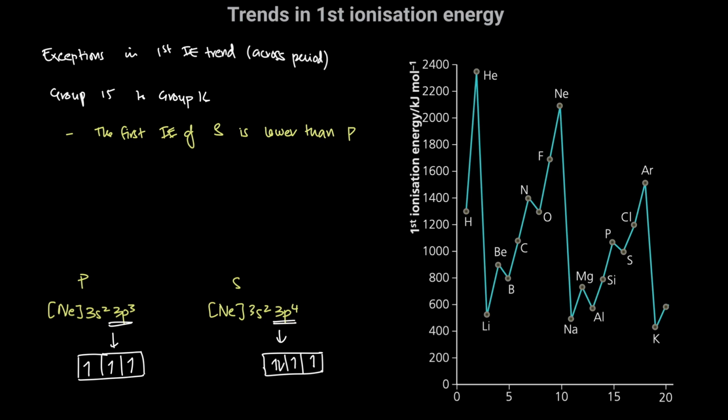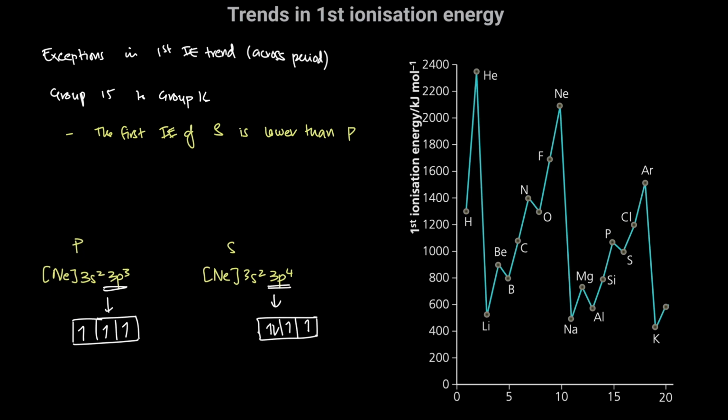And we've learned previously that when we have electrons in the same orbital, they repel each other. So over here what we have is spin pair repulsion. You can also say electron-electron repulsion or inter-electronic repulsion. They all mean the same thing. The two electrons are repelling each other. So because of this repulsion between the electrons, it means that this outer electron is easier to remove from the sulfur atom than it is in the phosphorus atom.